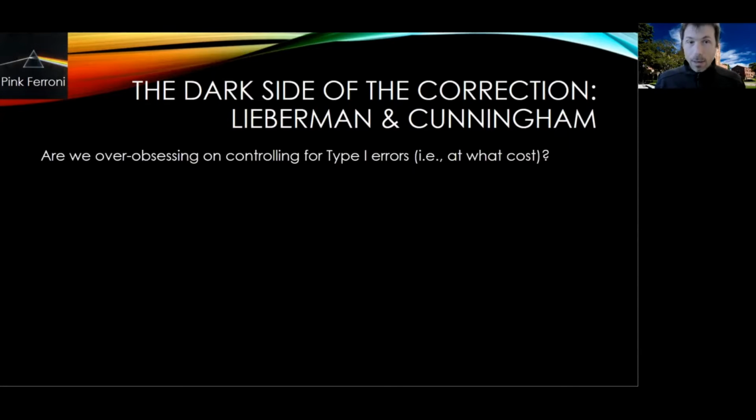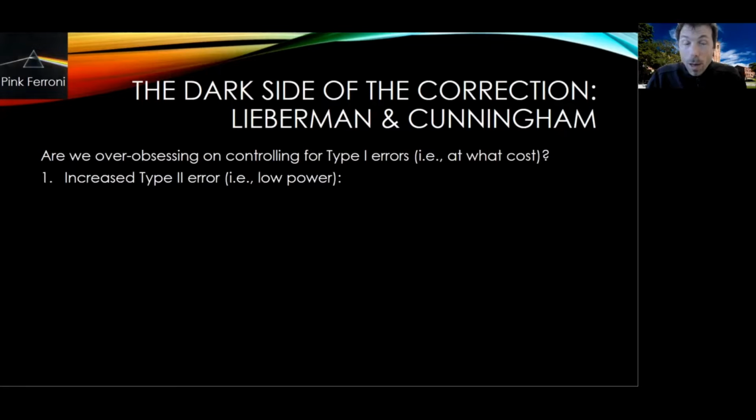It seems to me, and I think this is the heart of their argument, that we are over-obsessing on controlling for type 1 errors, which is very important. We do want to control for false positives, obviously, but we are over-obsessing the extent that we're going to control for type 1 errors, and this might have unintended consequences. So what is the cost of really cranking the dial in terms of how conservative our analysis will be in terms of type 2 errors in order to control for the type 1?